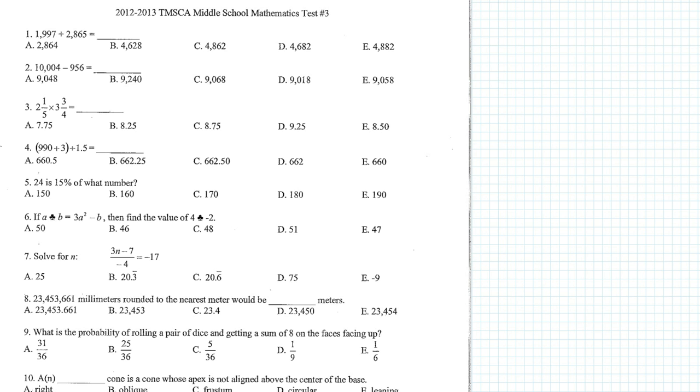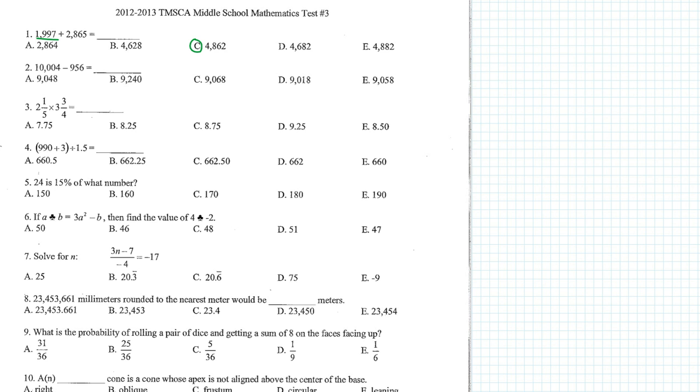So the first number is 3 less than 2000. Let's assume that this is 2000. 2000 plus 2865 is 4865, and then we subtract 3. So this is 4862. So the correct answer is C.